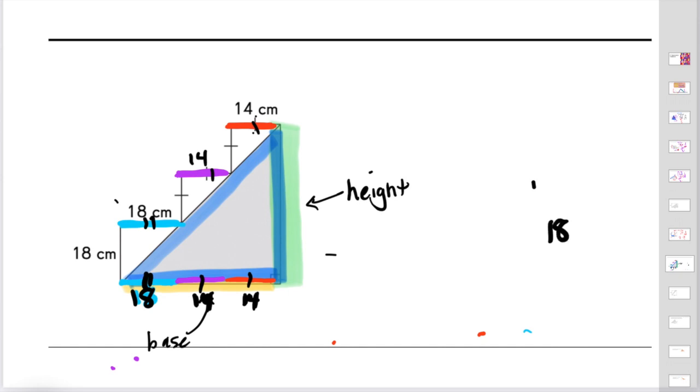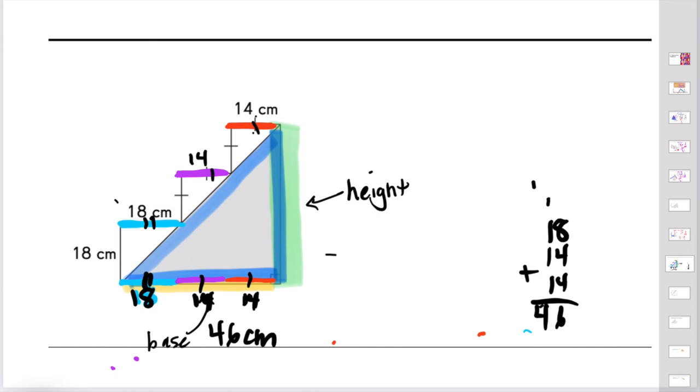So now we can find the length of that base. We simply need to add 18 plus 14 plus 14. 8 plus 4 plus 4 is 16, and 1 plus 1 plus 1, plus one more is 4. So that base is 46 centimeters.